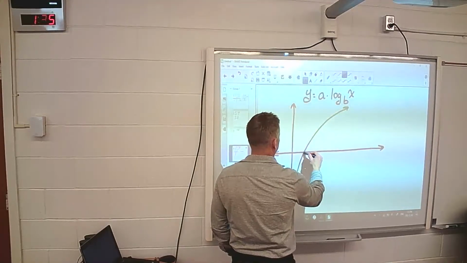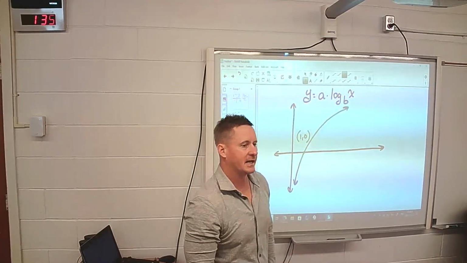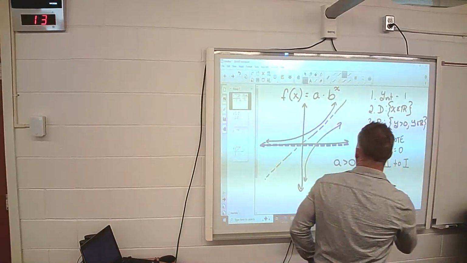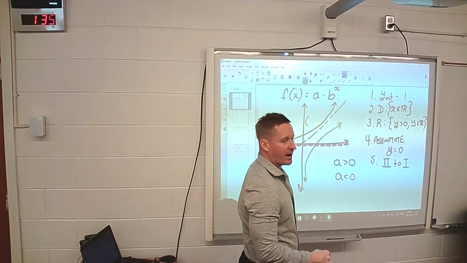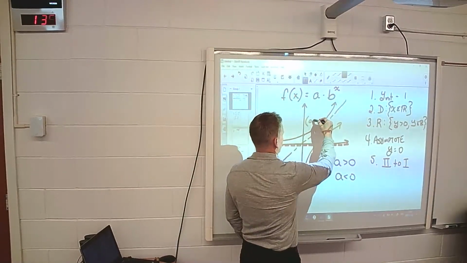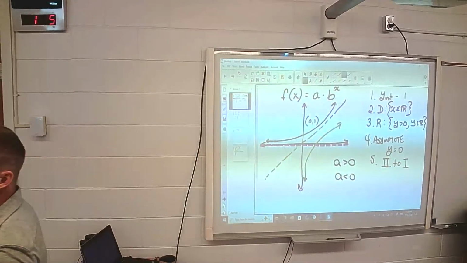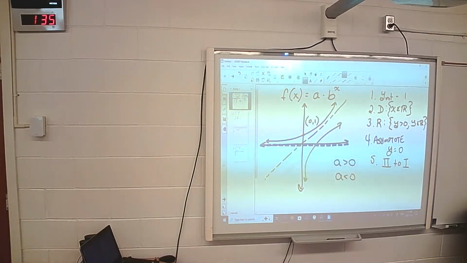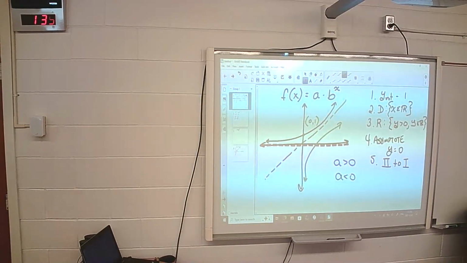All right, in which that coordinate is 1 and 0. Now think about what I said to start this little spiel off here. What was the y-intercept for the exponential graph? The y-intercept was 0 and 1. Well, if I take the inverse of that coordinate, I switch the x with the y. What does that then become? 1 and 0. So that is my new value.